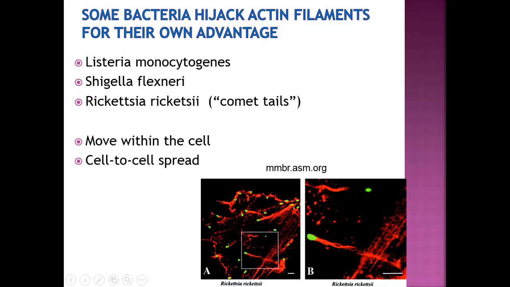Some bacteria can hijack actin filaments for their own advantage. They may use the filaments to move inside the cell from one place to another or to spread from one cell to another. Examples of such bacteria are Listeria monocytogenes, Shigella flexneri, and Rickettsia rickettsii. Rickettsia can form what is known as comet tails when moving across the cell cytosol. That is shown in this fluorescent microscopy image of Vero cells infected with Rickettsia rickettsii. The bacteria are shown in green and the actin filaments in red.